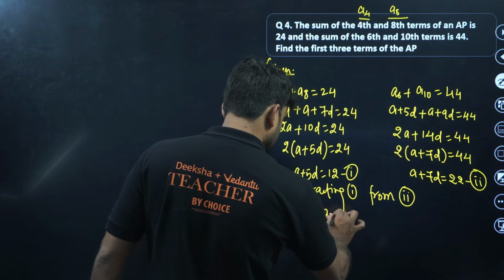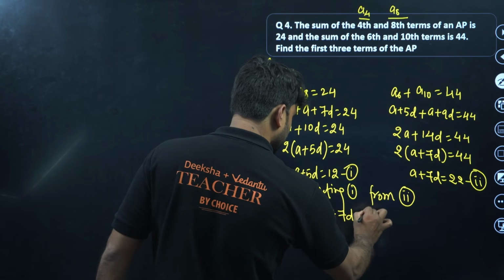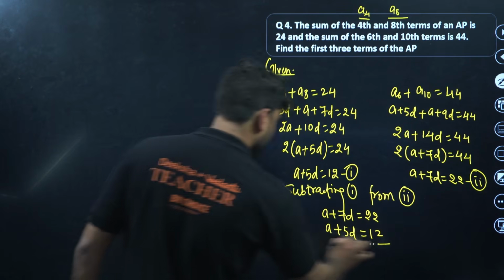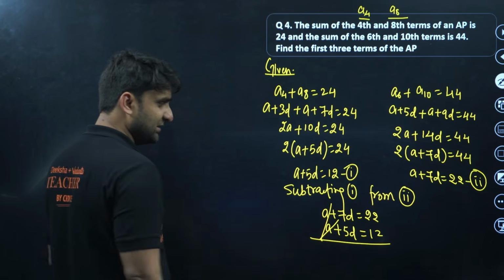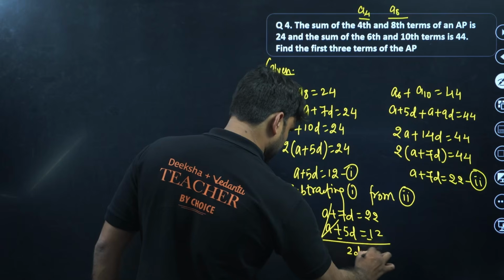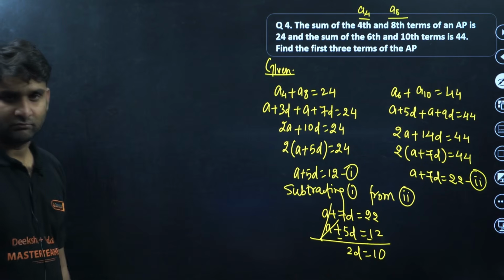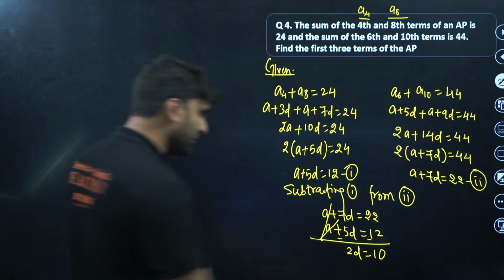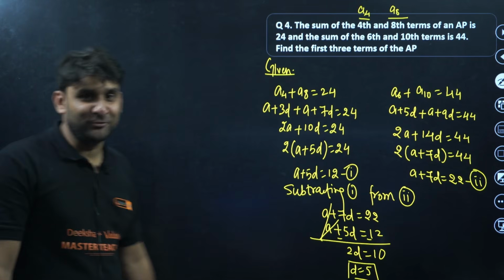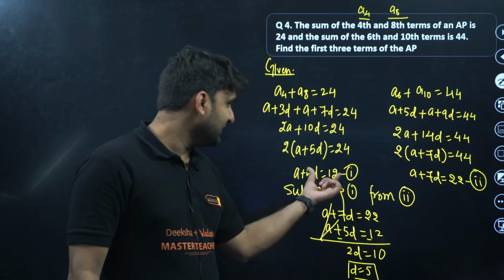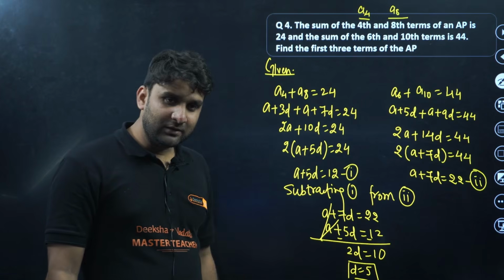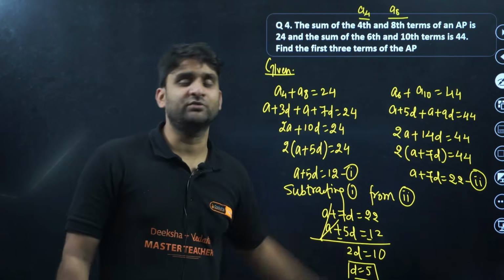So A plus 7D is equal to 22 and here is A plus 5D is equal to 12. Let's subtract. A will be cancelled. 7D minus 5D will be 2D and 22 minus 12 will be 10. So we have D is equal to 5. And once you get D, A is nothing for you, because you can put D either in equation 1 or in equation 2 and find out A.